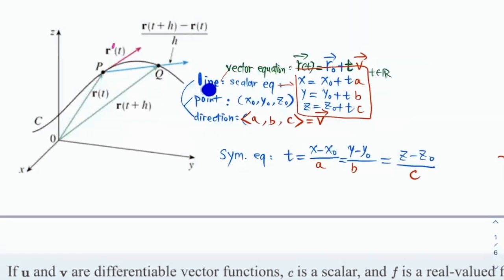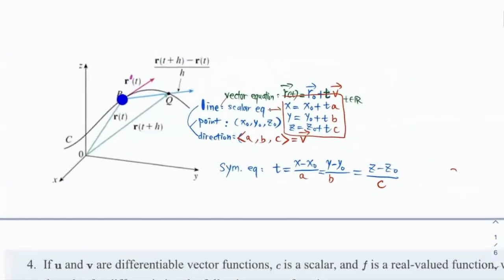So for the equation of a line, you just need one point on the curve and you need the direction. If you try to find the equation of this tangent line at this point, we already have a point, the P over here. That was given. So this point P will be x naught, y naught, z naught. What will be the direction of this tangent line? It is r prime of t. r prime of t gives you the direction. And then you can write the equation of the tangent line using either the vector equation, scalar equation, or symmetric equation.